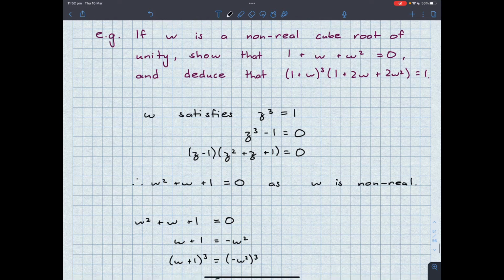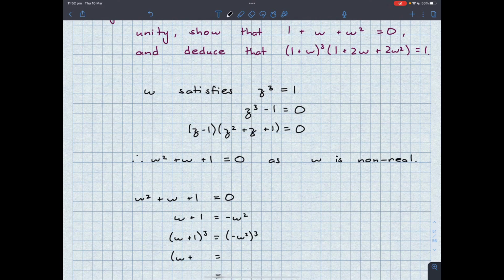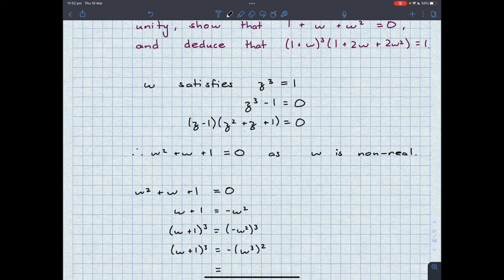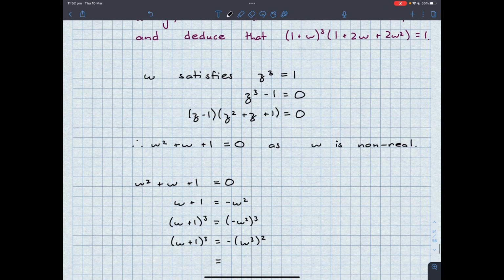And if I cube it, I cube both sides. I've got what I want on the left. Let's make it a little bit easier on the right. I know that if I cube a negative, it's just going to be a negative. And I'm actually going to rearrange the powers here, because these two are equivalent. Because I know that w cubed is equal to 1, because it satisfies that original equation. So what I've just proved is that w plus 1 all cubed is equal to minus 1, because we know that w cubed equals 1.